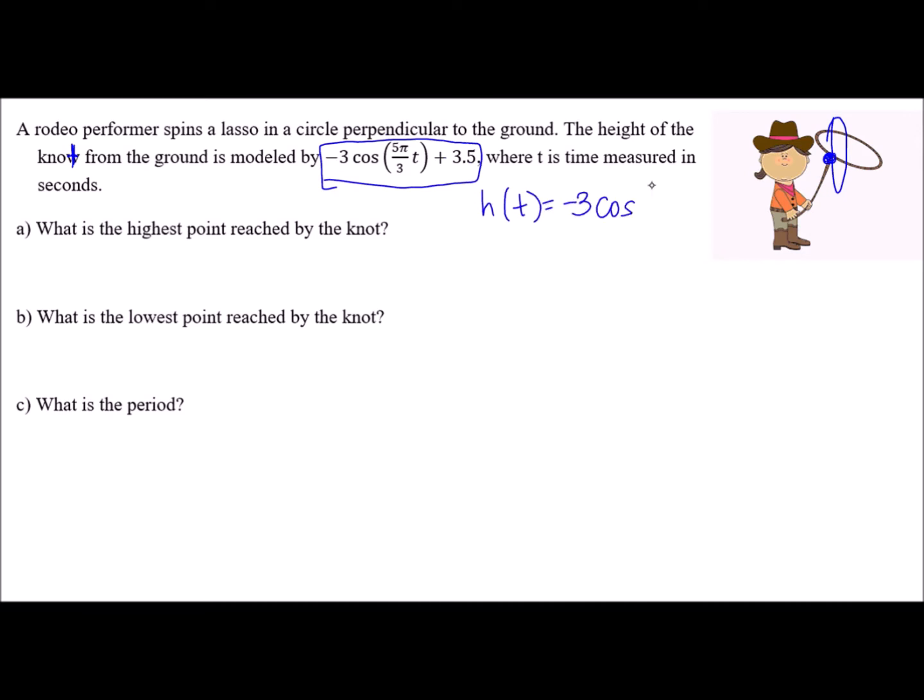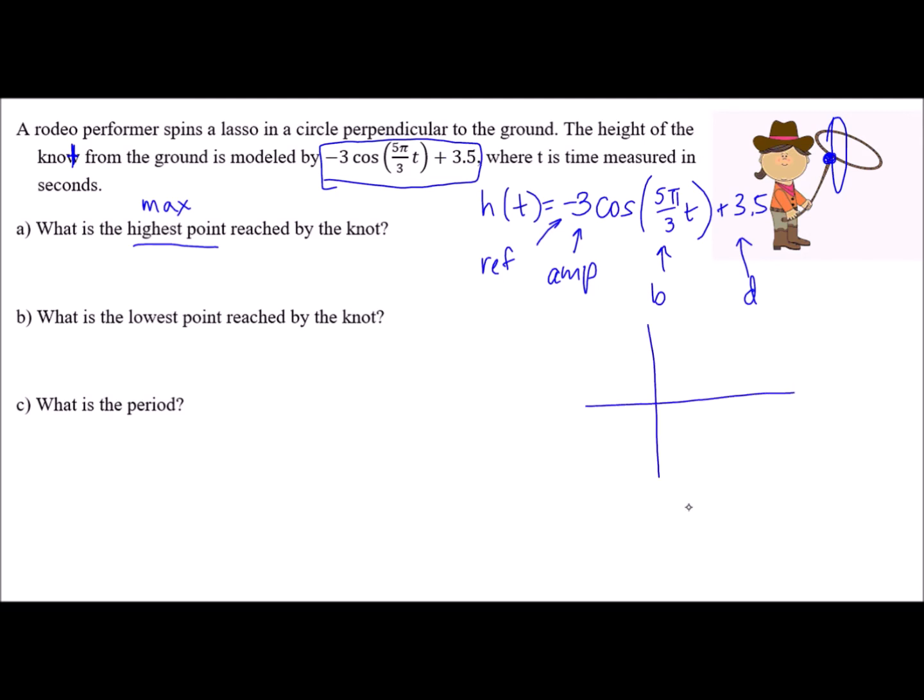Now, regardless of the fact that it's a model, given this equation, we can identify our key pieces, right? We need to know an amplitude. We need to know that it's reflected. This is B, and this is D, any kind of midline shift. Okay, first question says, what is the highest point reached by the knot? Well, highest point for a trig graph means a maximum. So let's picture what's going on here.